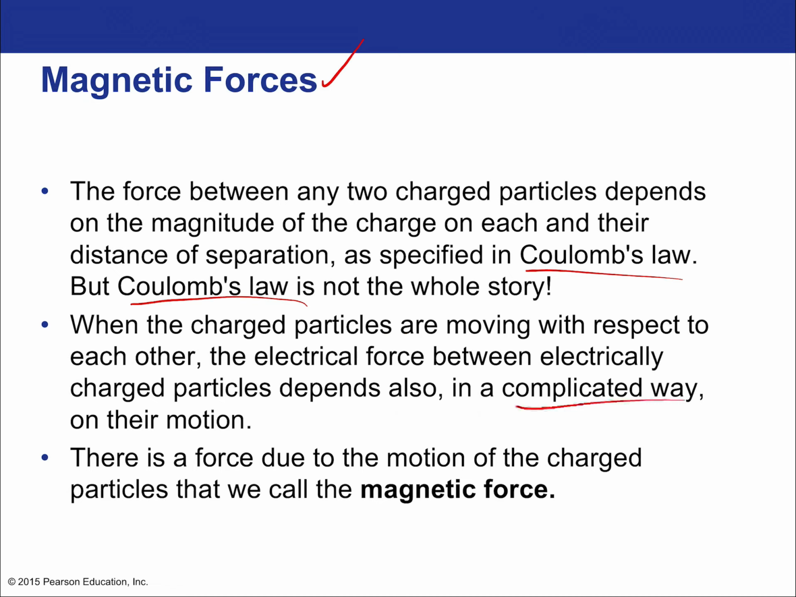So there is a force due to the motion of the charged particles that we call the magnetic force. So notice that there's quite a bit of different background here. We're not going to give you one easy formula for magnetic force. There's no Coulomb's law equivalent of magnetic force. The reason for that is, first of all, magnetic forces don't exist unless you have moving charges. Whereas charge is an intrinsic property of particles, magnetism is not at all an intrinsic property. Magnetism is just a result of charges moving. I can't stress that enough.